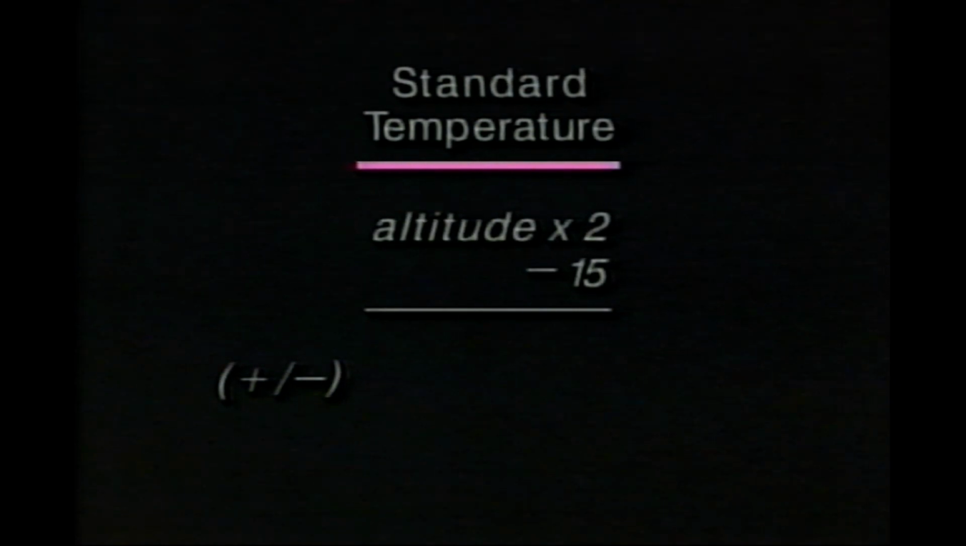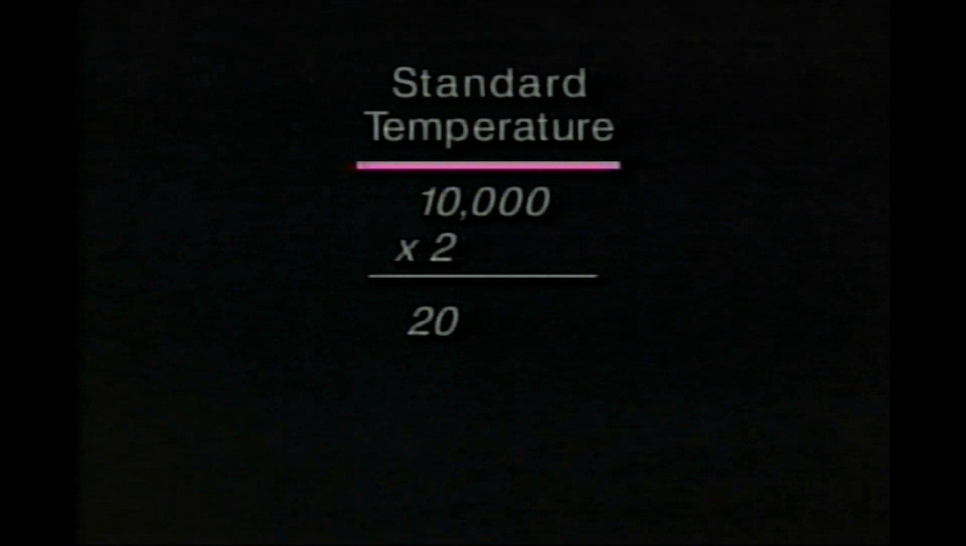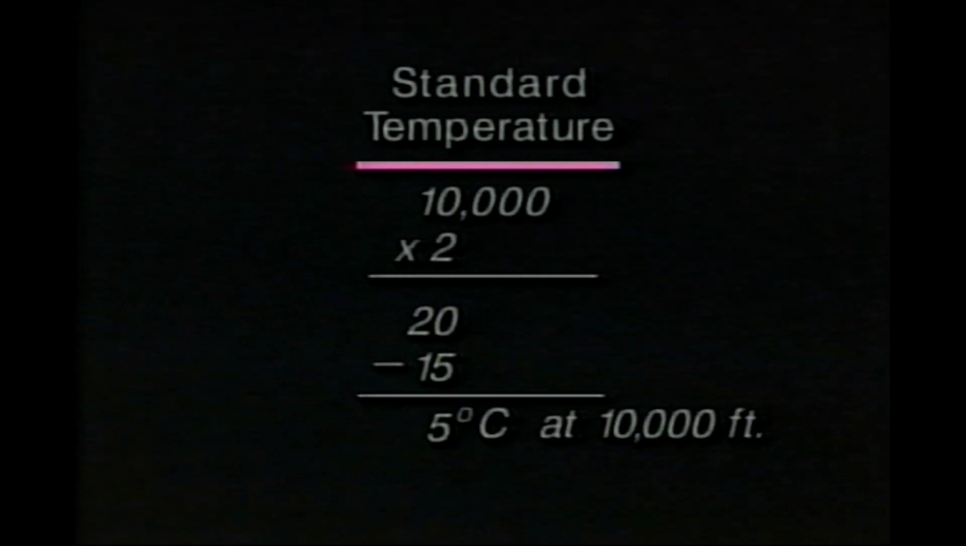Now, using what we know so far, it's an easy process to determine the standard temperature at any altitude. The formula is double the altitude, subtract 15, and change the sign. Or in other words, if it's a minus, change it to a plus, or if it's a plus, change it to a minus. Let's look at an example. At 10,000 feet, we would double the 10, giving us 20, subtract 15, giving us 5, change it to minus 5, so the standard temperature at 10,000 feet is minus 5 degrees Celsius.